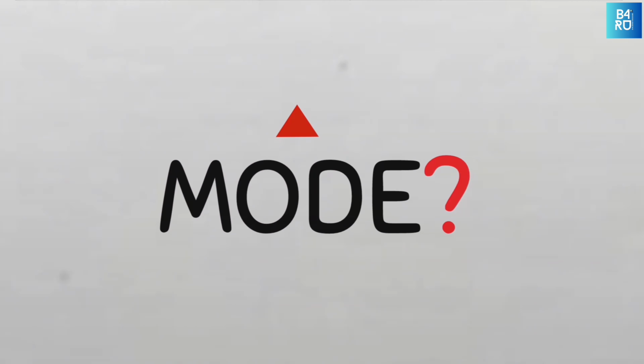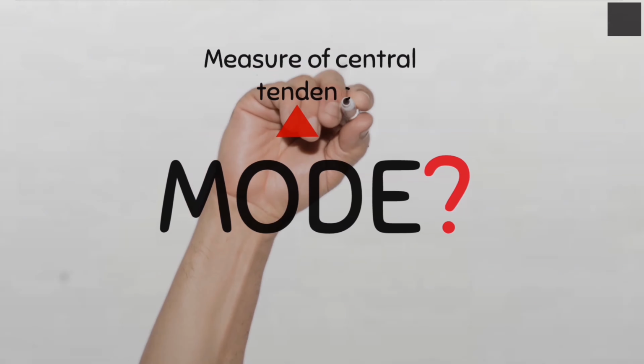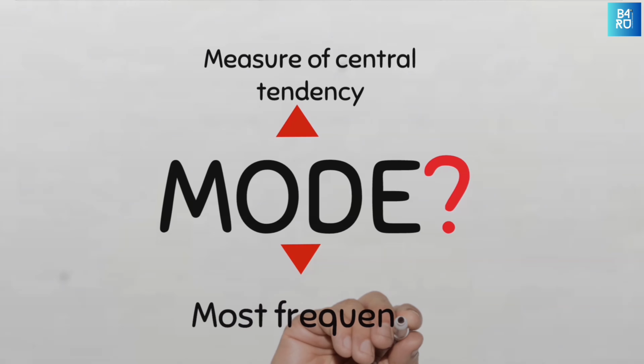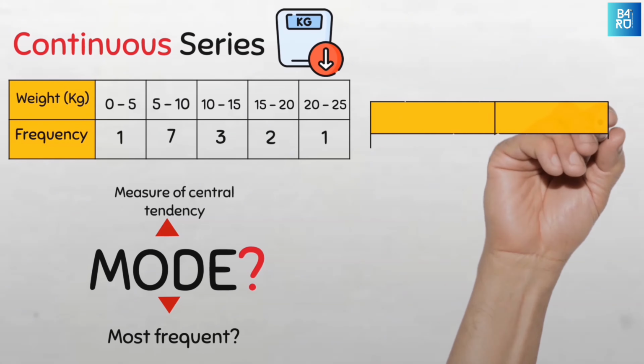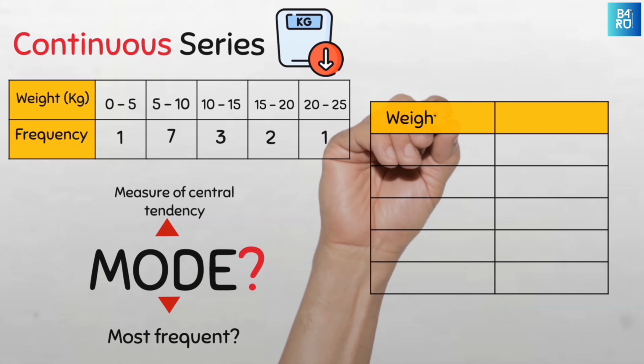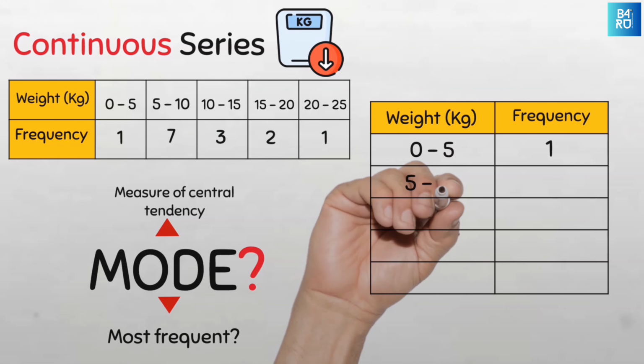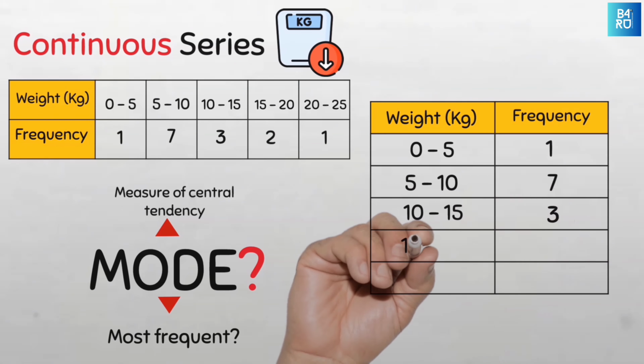Recall that the mode is a measure of central tendency that indicates the most frequent value. So we'll be looking for the most frequent, right? Let us modify this table a bit to make it easier for us to compute the mode. So let's place the weights in kg here and the frequency here. And then we have all the data arranged neatly in a vertical manner like so.